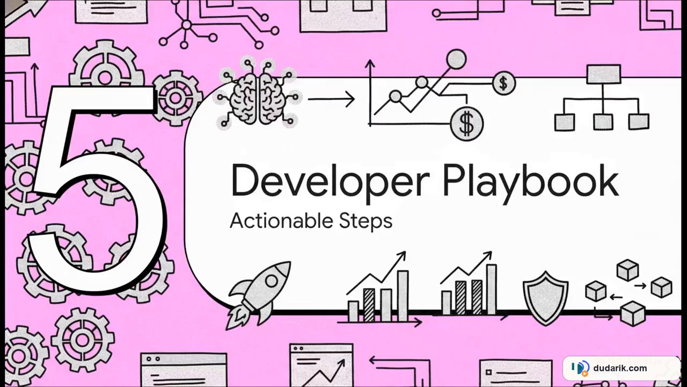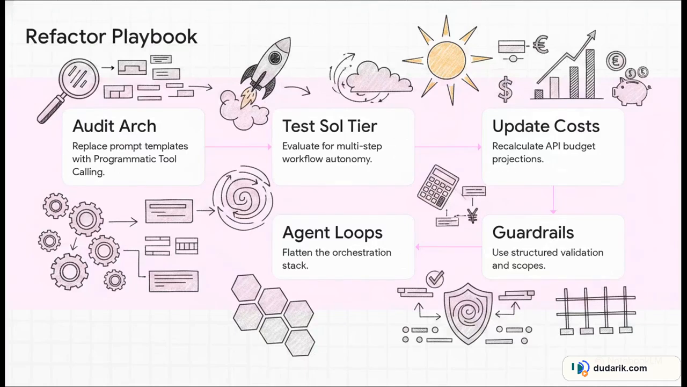Section 5, the Developer Playbook. Let's put all this theory into practice and figure out how to leverage these new unit economics right now. Here is your structured to-do list. First, audit your current tool calling architecture. Ditch those verbose prompt templates for programmatic tool calling. Second, test the Sol tier specifically for your multi-step workflows to see what it can handle. Third, update your cost models. Fourth, implement your guardrails. And fifth, refactor those agent loops to flatten out your orchestration stack.